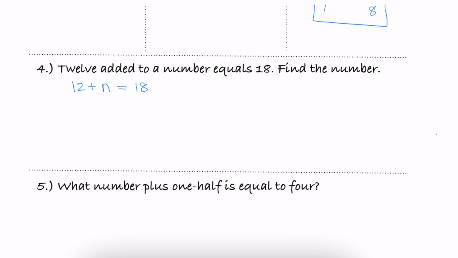Now that means we're going to have to isolate n. So the only way we can do that is to get rid of this 12. So let's subtract 12 from both sides. Once we do that, 12 plus n minus 12 is just n, and 18 minus 12 is 6. That is what our number is. Now let's check that answer though. 12 added to a number, which we found was 6. So 12 added to 6 is indeed 18. So we're correct.